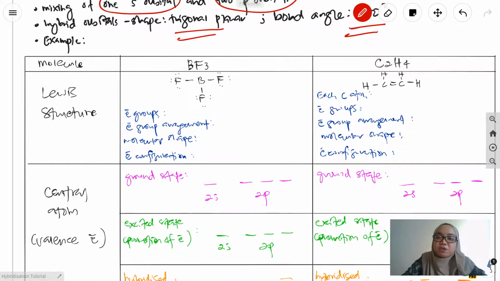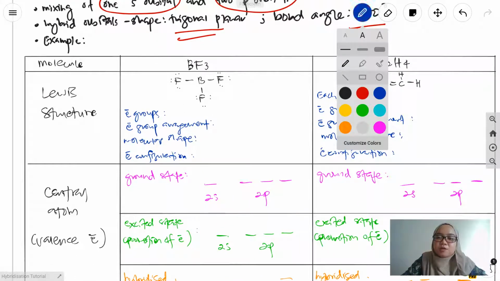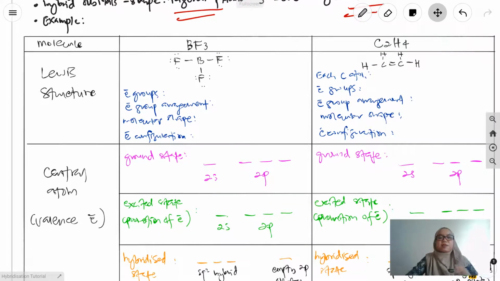Okay, we are going to do this together. All right, so let's see here. First step, we need to draw the Lewis structure. So we have BF3. I have drawn the Lewis structure first to save time. So this is BF3 here.